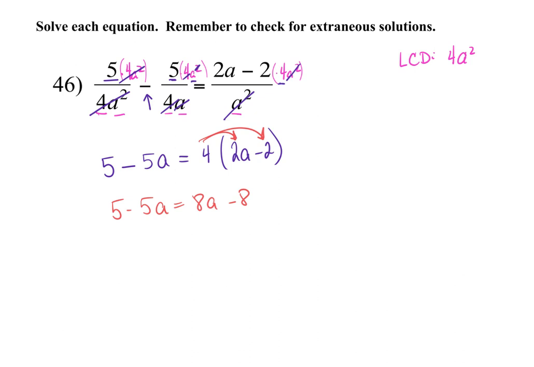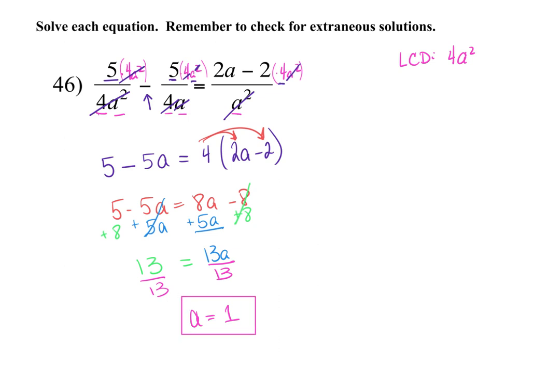You want to put all your variables to one side, numbers to the other. So if I add the 5a to both sides, that's going to give me 13a. If I add the 8 over to the other side, that gives me 13. Divide both sides by 13. A equals 1. Double check and make sure 1 doesn't cause a problem. 4 times 1 squared, 4 times 1, 1 squared. No problem. Those are all numbers I can have in a denominator. So this is my answer, a equals 1.